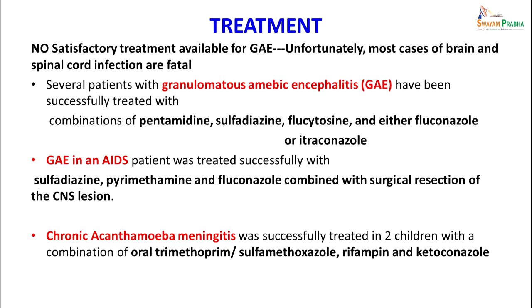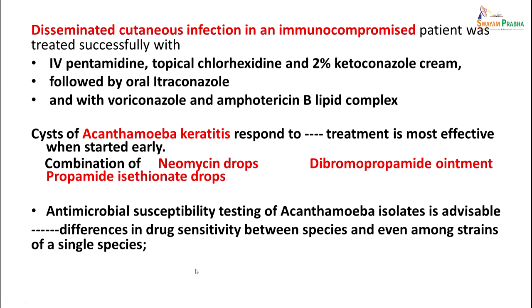Treatment: no satisfactory treatment is available for GAE. Unfortunately, most cases of brain and spinal cord infection are fatal. Several patients have been successfully treated though with combinations of pentamidine, sulfadiazine, flucytosine and either fluconazole or itraconazole. GAE in an AIDS patient was treated successfully with sulfadiazine, pyrimethamine and fluconazole combined with surgical resection of the CNS lesion. Meningitis was also treated successfully in two children using oral trimethoprim, sulfamethoxazole, rifampicin and ketoconazole. So, any combination of these drugs might be effective.